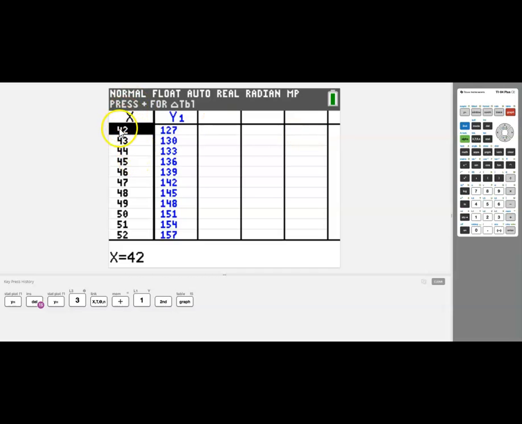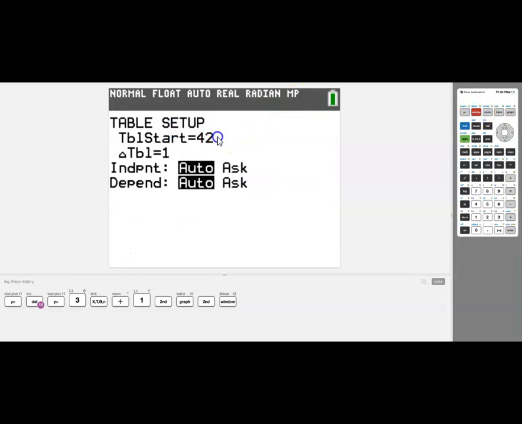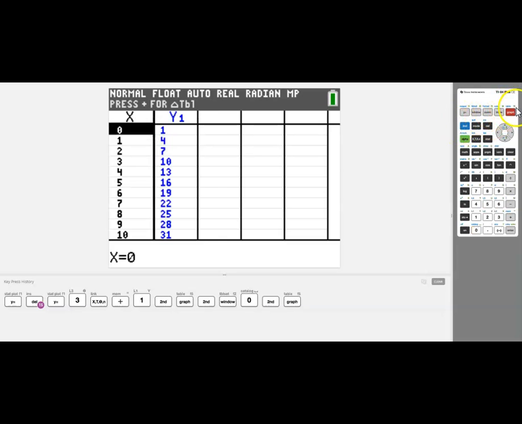Now, my table is starting at 42, and if you remember the examples that we worked, we were looking at things that were starting at -2 and 0. So I'm going to go over here to second window, and I do not want my table to start at 42. I would like for it to start at 0, and it's going to go up by 1, so that's fine. So I'm going to go back to my second graph. Second graph will get you the table, and I'm going to use my arrow keys to get back to -2.